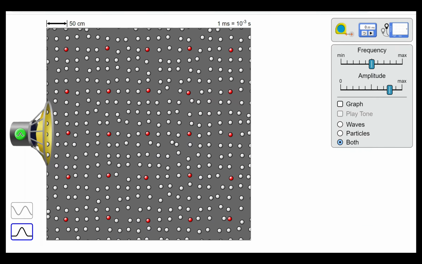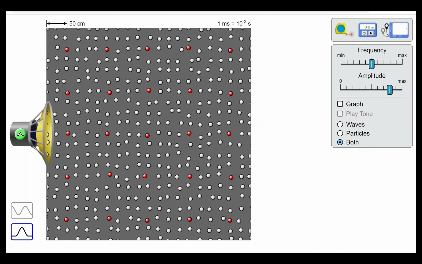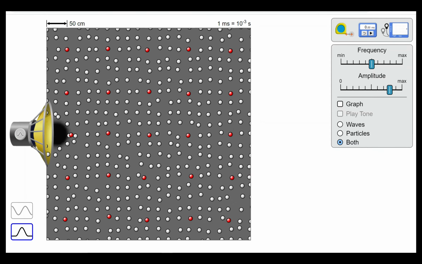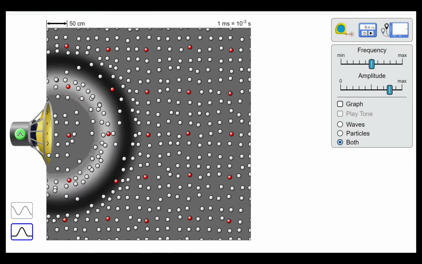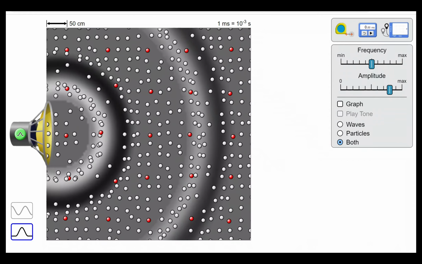Let's see what happens when we send two pulses of sound separated by a period of about 2 seconds. 1, 2. You see that there's a distance that separates those two pulses. We can refer to that distance as a wavelength.